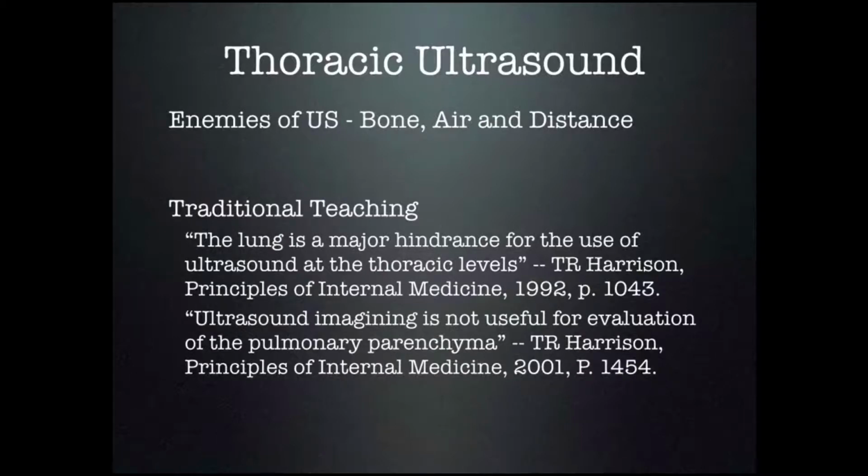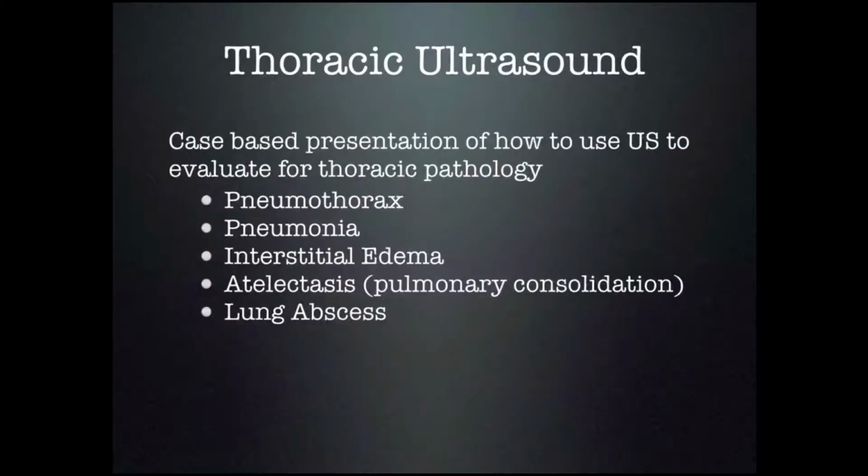So thoracic ultrasound is something new to most people. This is because ultrasound has been thought to not be useful in the thoracic cavity. The enemies of ultrasound are bone, air, and distance. Hence, since the lungs are filled with air and covered by bones or ribs, many people think that ultrasound can't be used for the lungs. The opposite is true though. Normal lungs tell you a lot about your patient, and abnormal lungs can be seen using ultrasound.